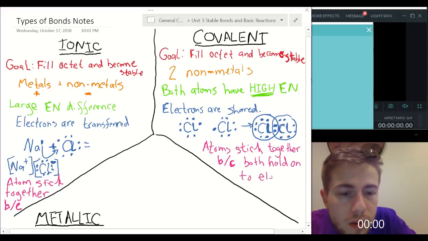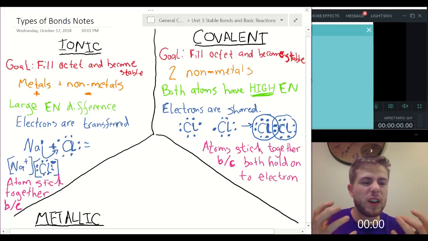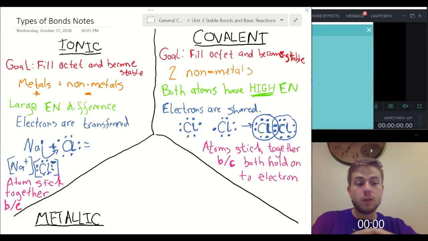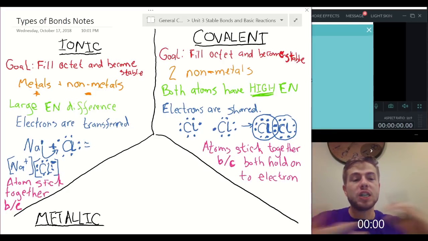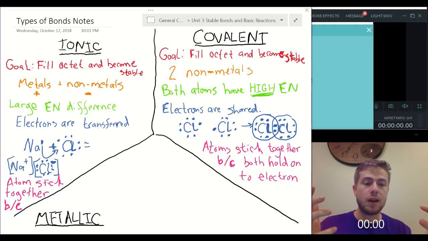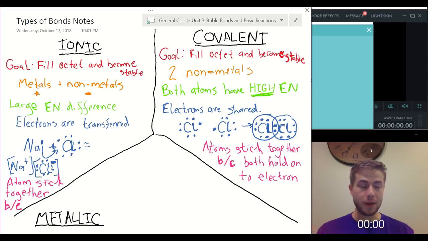Okay, remember, they're super greedy. Neither one is going to let go. So they're going to be like, no, they're mine. No, they're mine. So they end up both holding on to the electrons, and they end up holding on to each other in the process. Okay, so that's covalent bonding. Again, the goal is the same, but they go about filling that octet in a slightly different way.